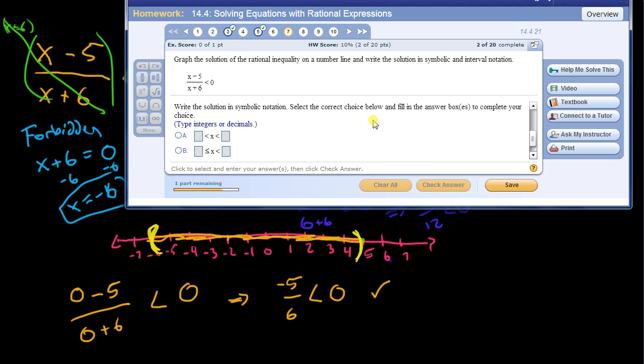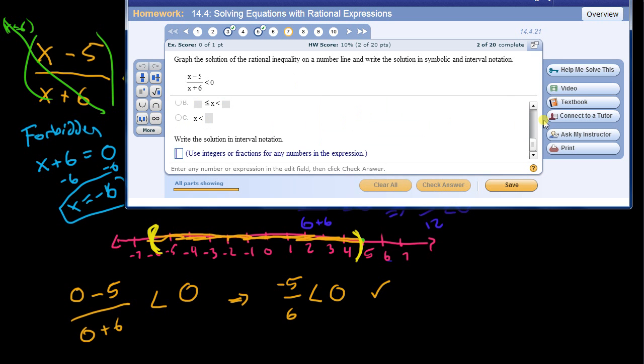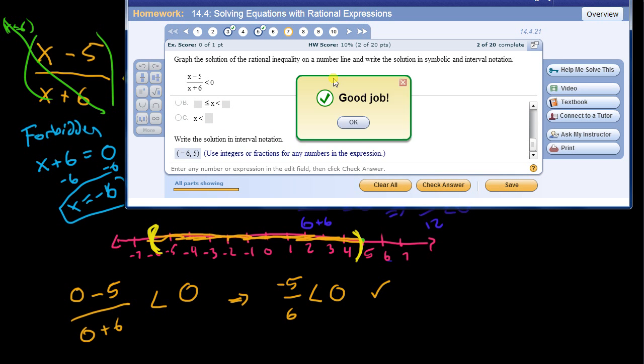And now it says write the solution in symbolic notation. Select the correct choice below, and so on. So we have a few choices here. Well, what we really have is x is between -6 and 5. So it's going to be A, because it's between two things, but not including the endpoints. That's why there's the less than. So x is between -6 and 5. So let's see how that works. Fantastic. Oh, and now we need to write it in interval notation. Well, this is old school. We just had a test on this. Everybody knows this. -6 to 5 with parentheses. Good job.